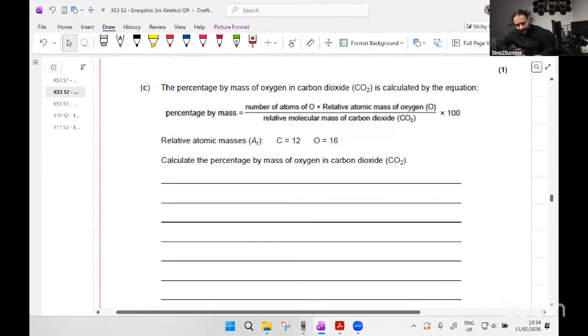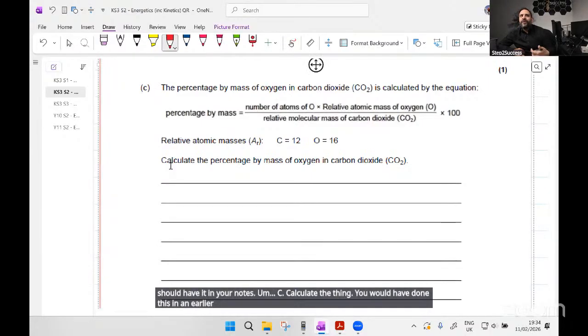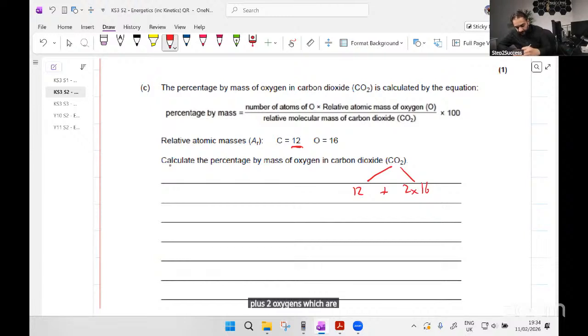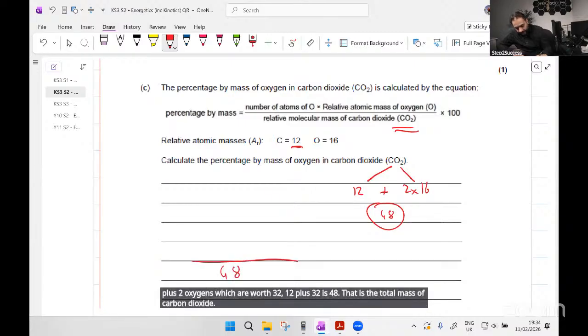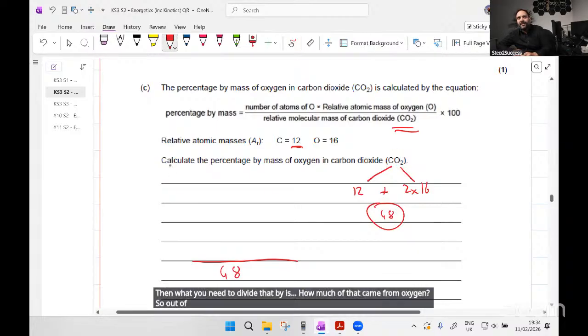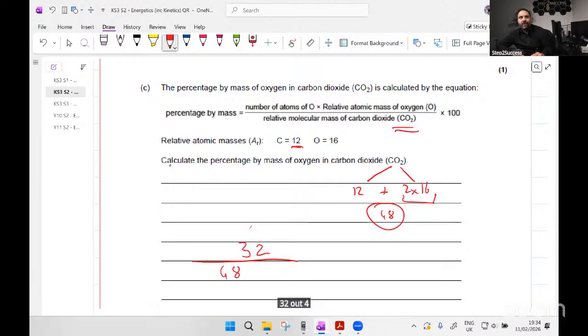C. Calculate, again, you would have done this in an earlier topic, the percentage of oxygen in carbon dioxide. Okay, so what you need to do is work out the relative mass of carbon dioxide, which is carbon, which is worth 12, plus 2 oxygens, which are worth 32. 12 plus 32 is 48. That is the total mass of carbon dioxide. Then what you need to divide that by is how much of that came from oxygen. So out of that 48, all of this came from oxygen, which is 32. 32 out of 48 is the fraction of oxygen in carbon dioxide. To turn into a percentage, we times by 100.